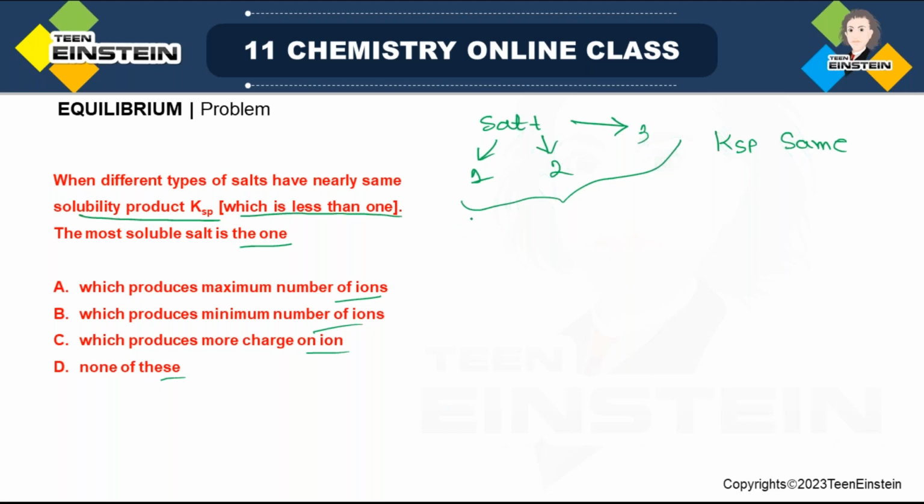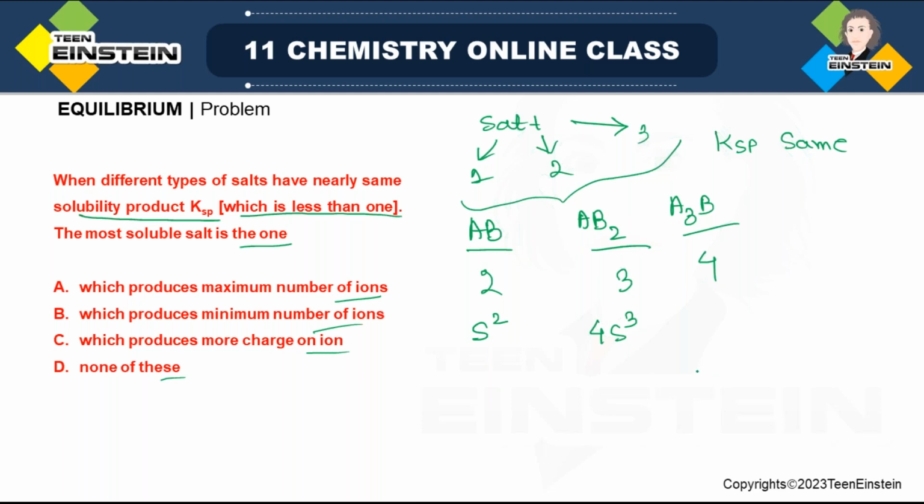Now there may be different types of salt. Suppose I am writing AB, or it may be AB2, it may be A3B. So in the first case, you are getting 2, 1 cut on 1, 2. Here you are getting total 3. Here you are getting total 4. And accordingly, the value changes. That is, in this case, it is a square, then it is 4s cube. Remember, in this case, it is 27s4. That means the number of ions increasing, the formulas are accordingly changing.